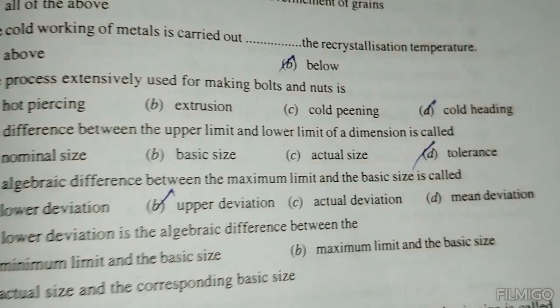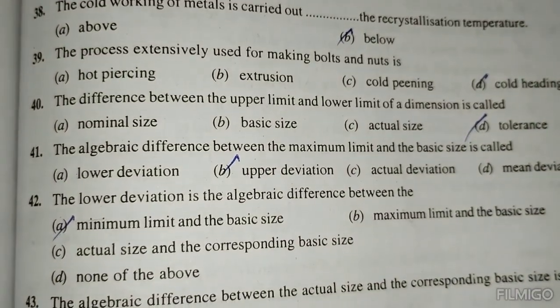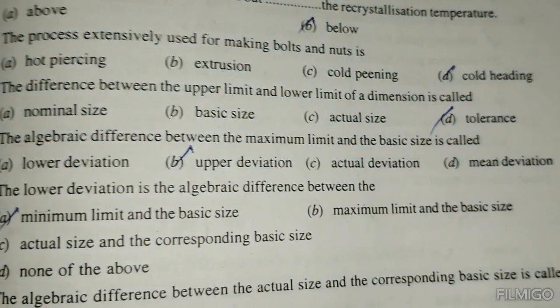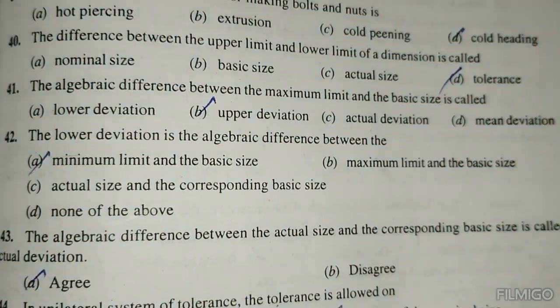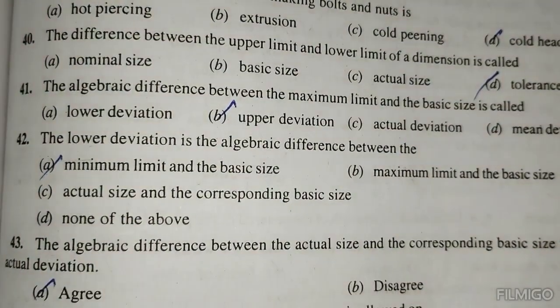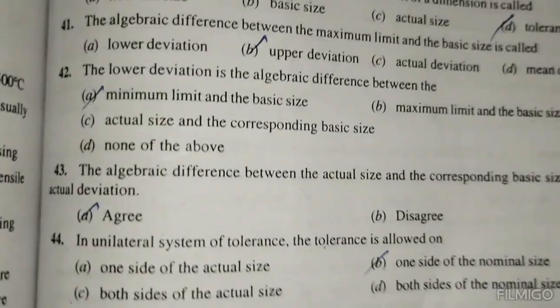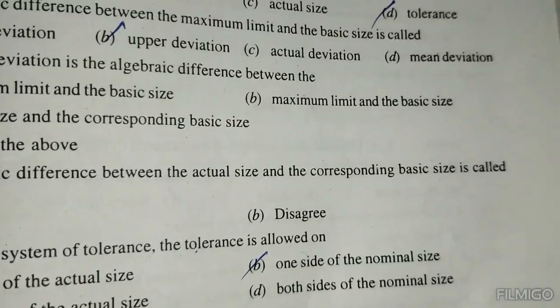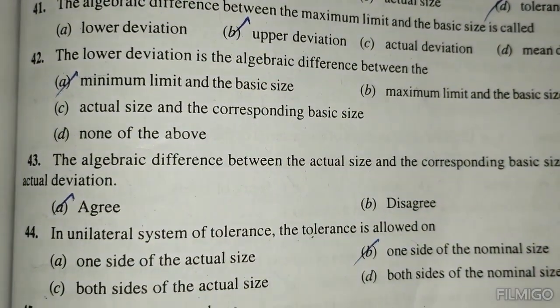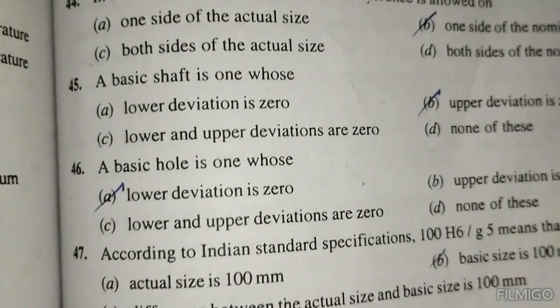The difference between the upper limit and lower limit of a dimension is called tolerance. The algebraic difference between the maximum limit and the basic size is called upper deviation. The lower deviation is the algebraic difference between the minimum limit and basic size. The algebraic difference between the actual size and the corresponding basic size is called actual deviation. Agree.